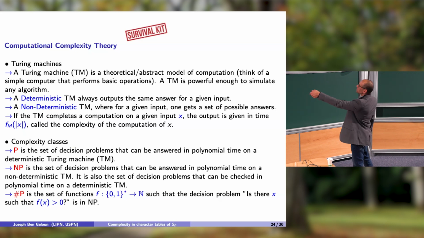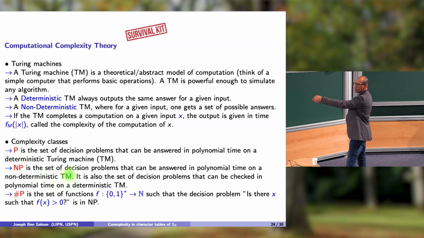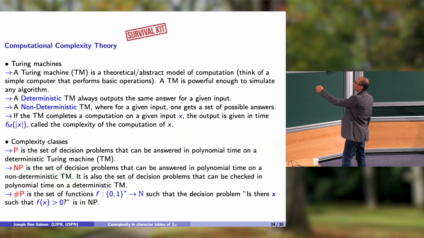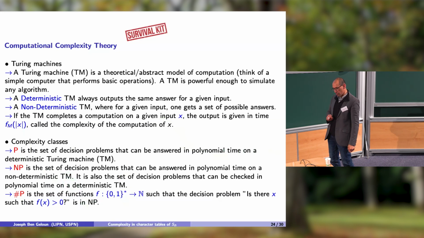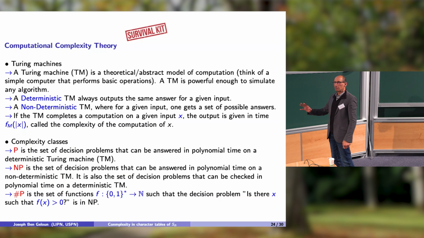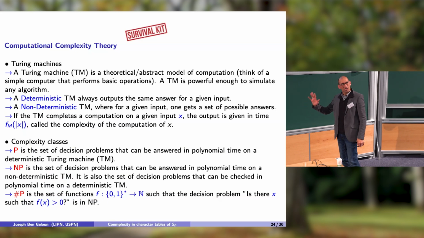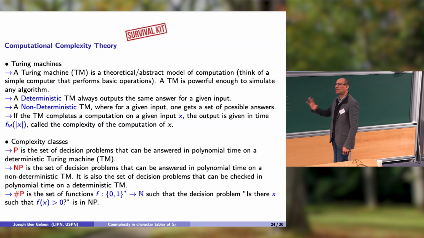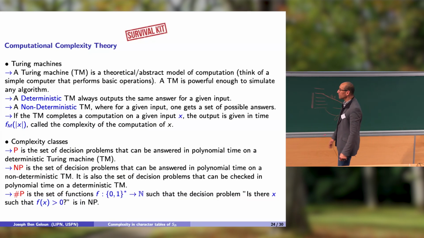No. Okay. So P will be the set of decision problems, just yes or no questions, that can be answered in polynomial time on a deterministic Turing machine. NP is the set of decision problems, yes or no questions, that can be computed on a non-deterministic Turing machine and end in polynomial time.